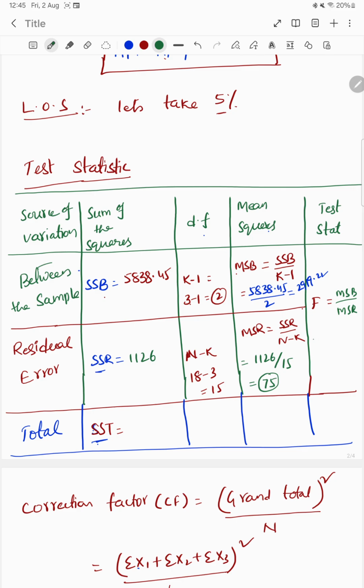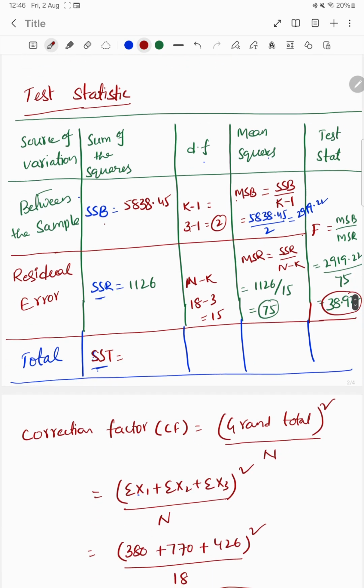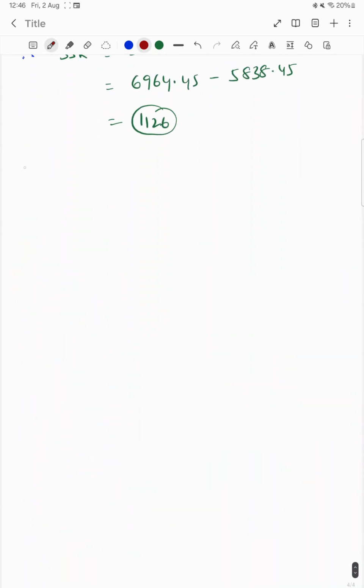This implies 2919.22 divided by 75. I'm taking this in the calculator, and 2919.22 divided by 75 will give us 38.92. So this is our calculated value, 38.92.